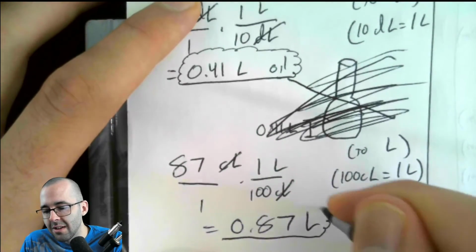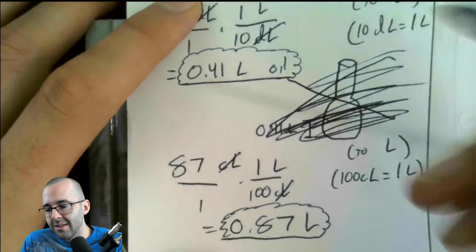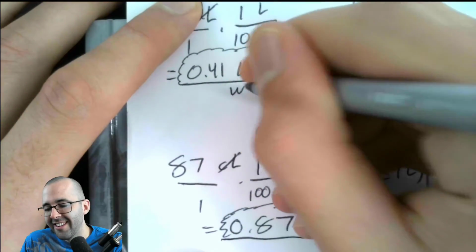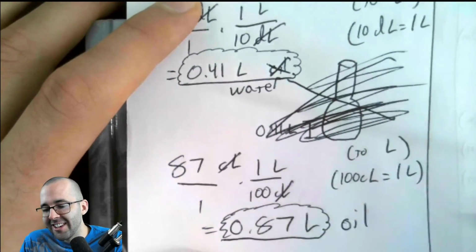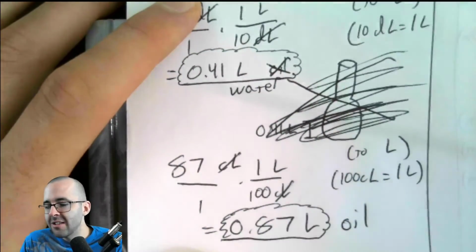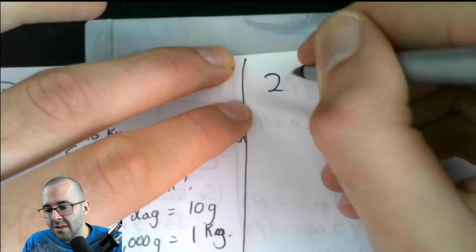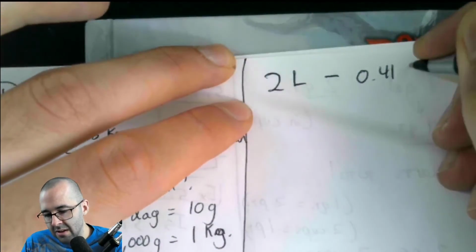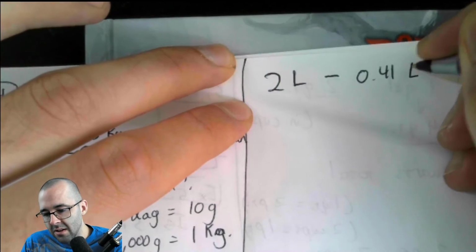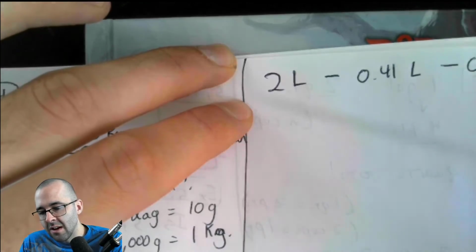And again, we'll bush it. So we have 0.41 liters of water. We got 0.87 liters of oil, 2 liters total. So how much is left over? So we have 2 liters total minus 0.41 of water minus 0.87 of oil.